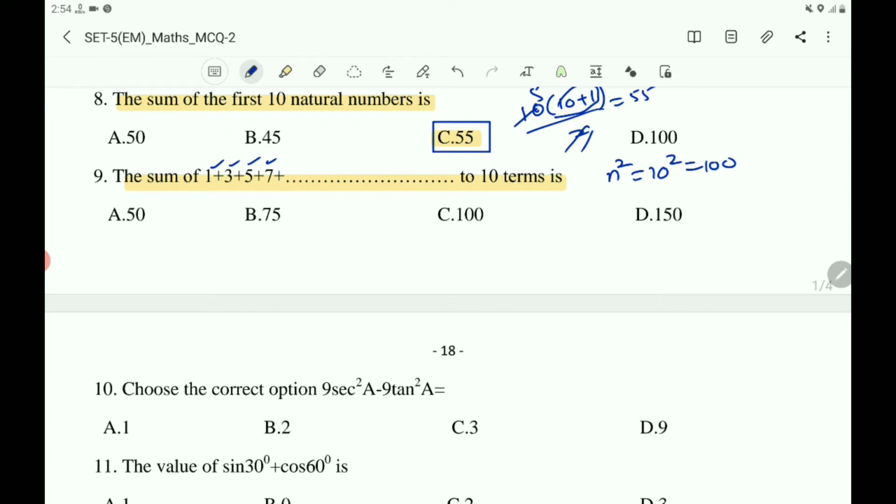So directly you can use the relation that the sum of the first n odd natural numbers is equal to n square. Sum of the first 10 odd natural numbers, see what they are: 1 plus 3 plus 5 plus 7, these are the odd natural numbers. So how many odd natural numbers? 10 odd natural numbers. So it is n square, meaning 10 square. So you will get 100. So option C is the answer. Note down.